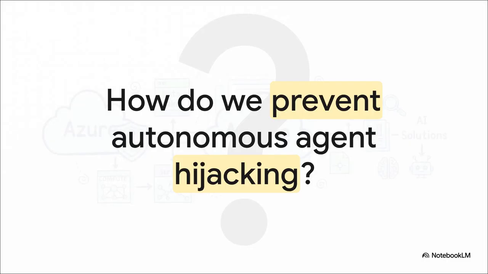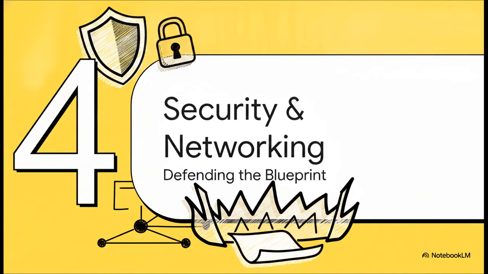Okay, so we've built this incredible application. We have multimodal extraction, vector search, and a Foundry agent seamlessly answering questions and generating images. But as an enterprise architect, this is where you really need to pause. Because a powerful agent connected to your enterprise data is also a highly valuable target. So how on earth do we keep this autonomous agent from being hijacked? That brings us to Section 4, Security and Networking, defending our blueprint.